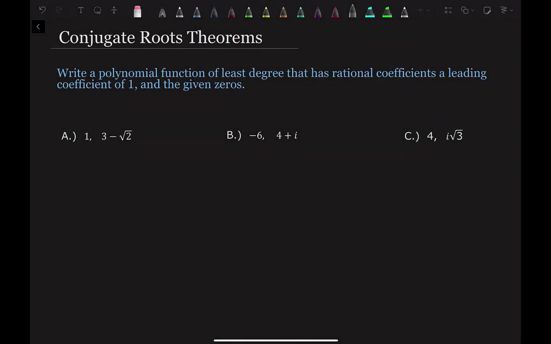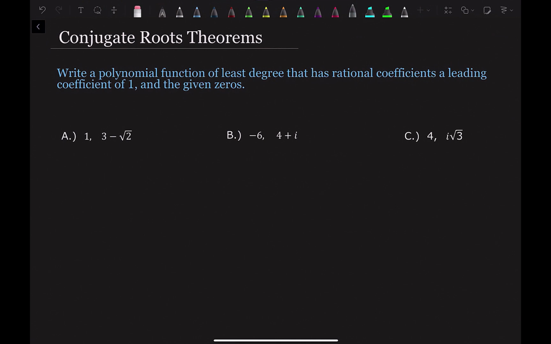All right, everybody, in this video we're going to take a look at the conjugate root theorems. So this video will serve as an introduction to those theorems and as an example of how you might complete problems like the one that's on the screen right now. We'll use these problems to help us understand what the conjugate root theorems say. So let's dive in right away.